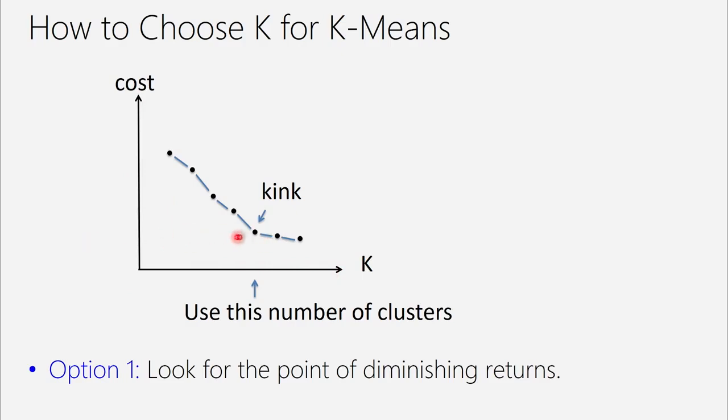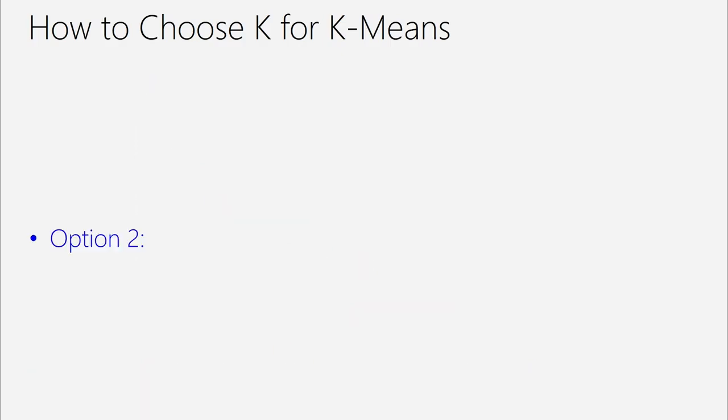This is the point of diminishing returns. The more cluster centers you have here, it's not lowering your cost very much. So you might want to stop there where the kink in the curve is. So option one, look for the point of diminishing returns.